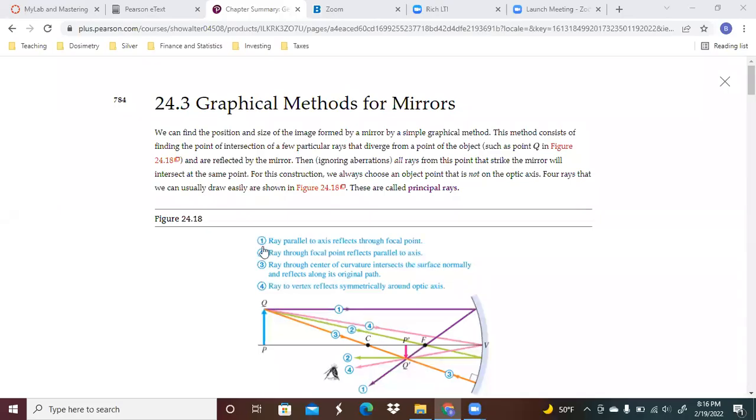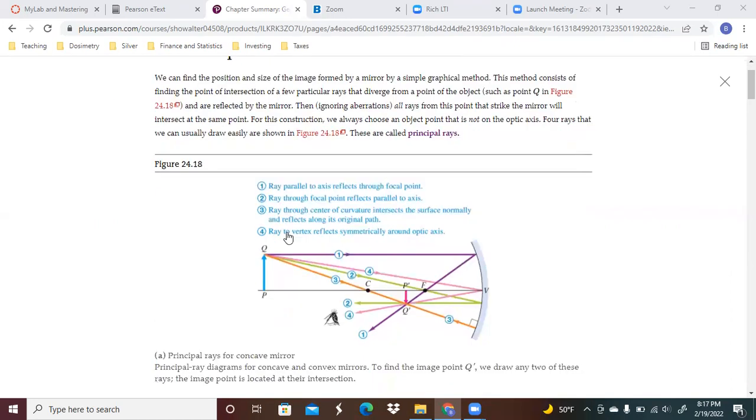Okay, so now we're moving on to section 24.3. We can find the position and the size of the image formed by a mirror by a simple graphical method. This method consists of finding the point of intersection of a few particular rays that diverge from a point of the object, such as at point Q, and are reflected by the mirror. Then, ignoring the aberrations, all rays from this point that strike the mirror will intersect at the same point.